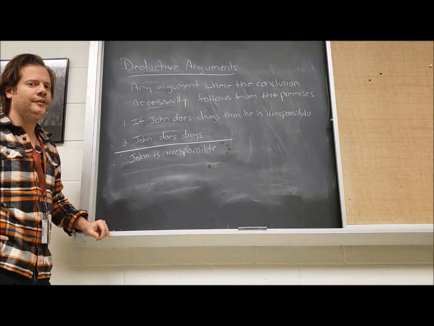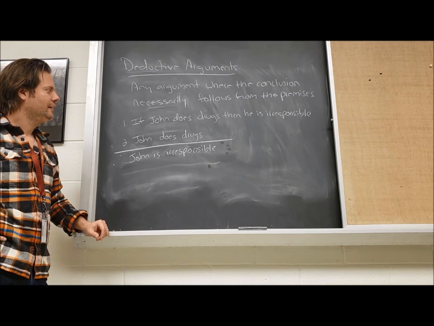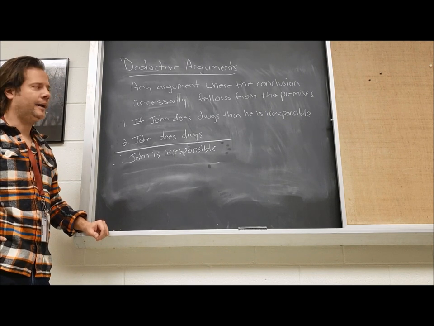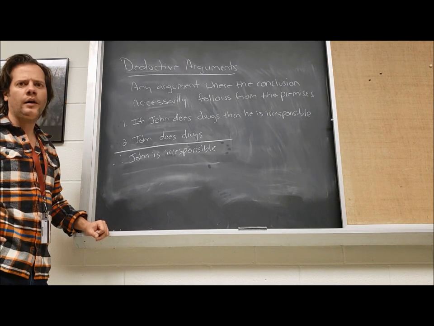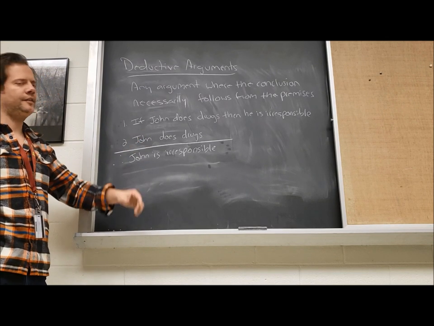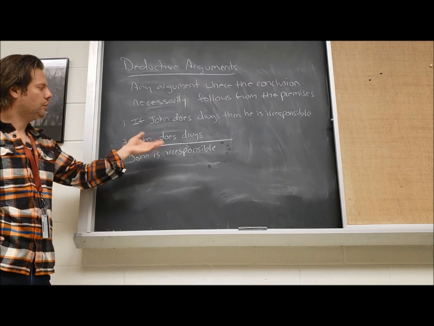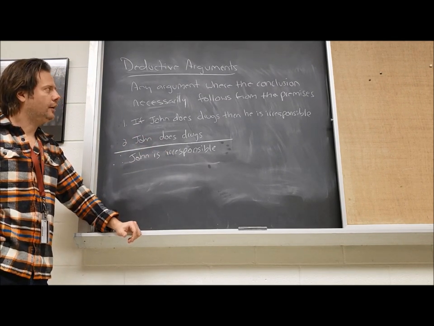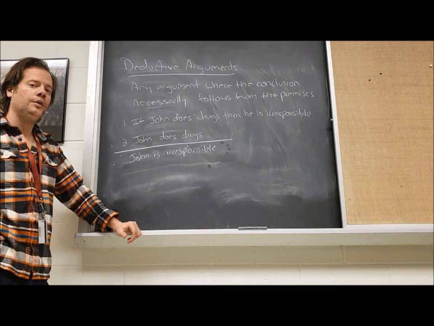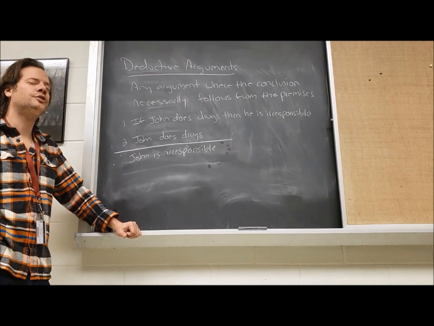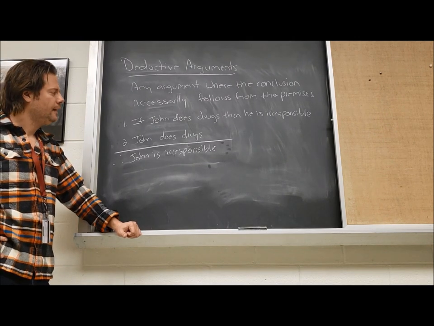Now, some of you may be sitting there scratching your heads, going, well, wait a minute, just because John does drugs doesn't mean he's irresponsible. What type of drugs? Are we talking Advil? Or some may think marijuana really isn't a drug that's as harmful, and if he does those, he's not necessarily irresponsible. Or if he's doing drugs in a responsible way, he might not be irresponsible. And you're right. But now you're talking about something outside of logic. We are now talking about soundness, which is the realm of epistemology. We'll talk about that in the next section.